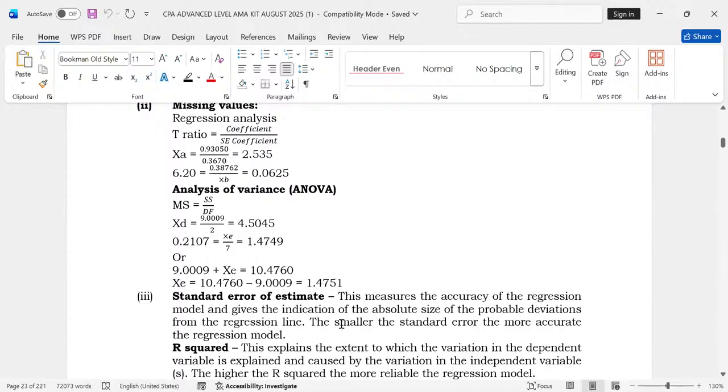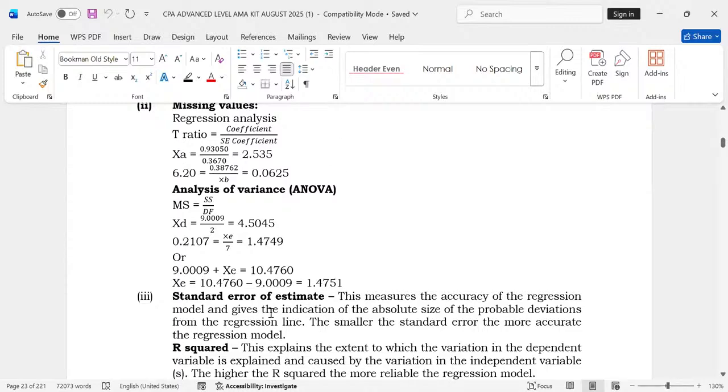So I repeat the whole of it. This measures the accuracy of the regression model and gives the indication of the absolute size of the probable deviations from the regression line. The smaller the standard error, the more accurate the regression model is. It's an error. An error is a deviation. And if the error is big, then the model will become inaccurate in terms of predictions. I can repeat. The smaller the standard error, the more accurate the regression model is. So up to there, are we together?